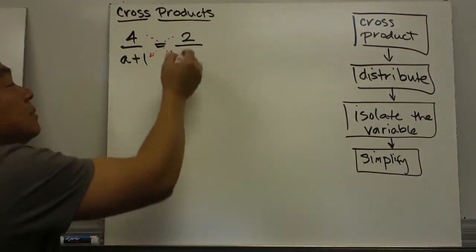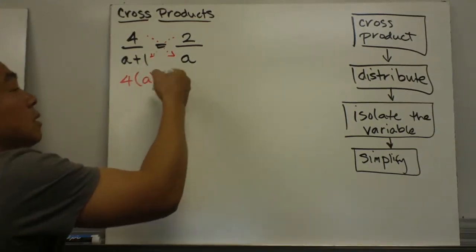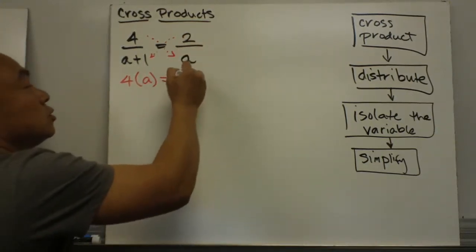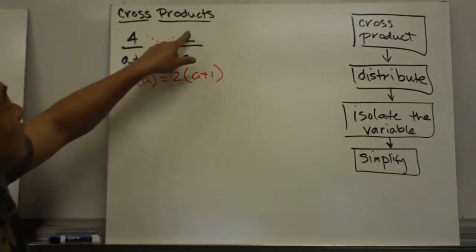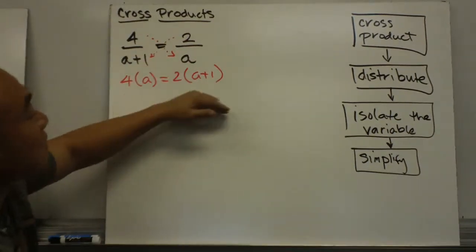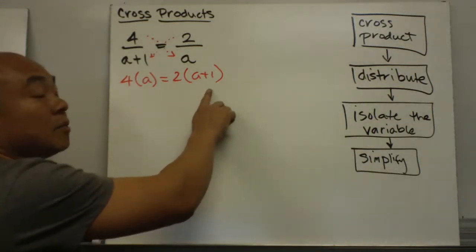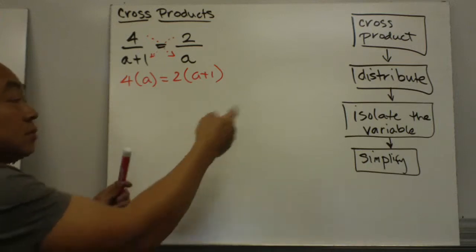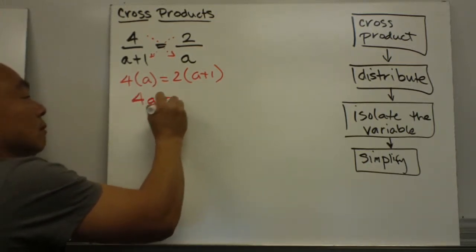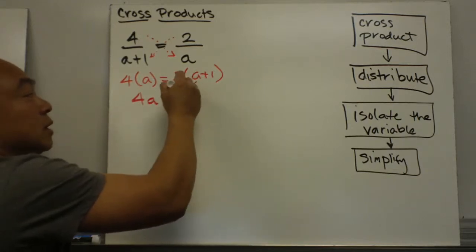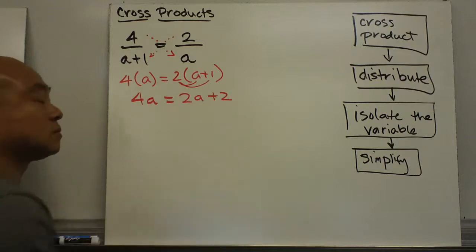So I'm going to go 4 times a is equal to 2 times a plus 1. Alright, so I've multiplied that to that, multiplied that to that, and set them equal to each other. Our next step here is to solve through and distribute. So here we're going to have 4a. Here we distribute the 2, and to the 1 we're going to have 2a plus 2.